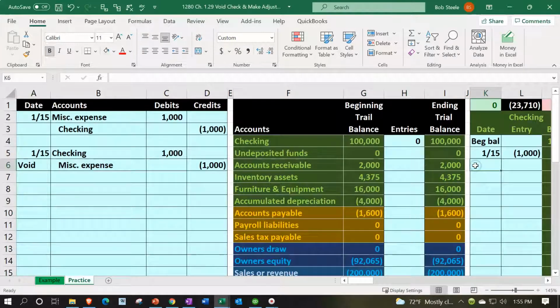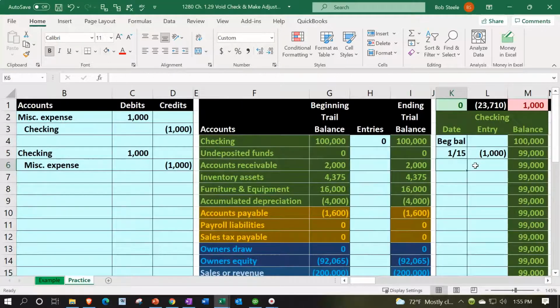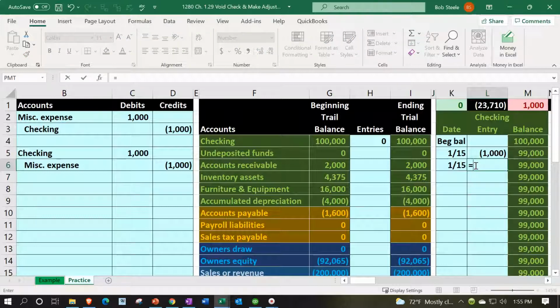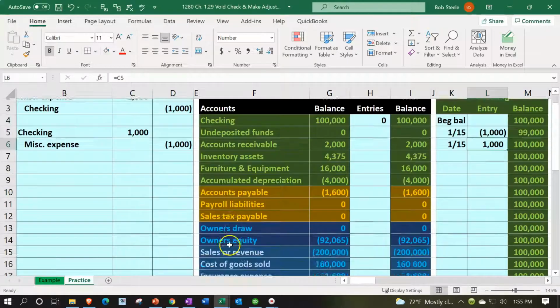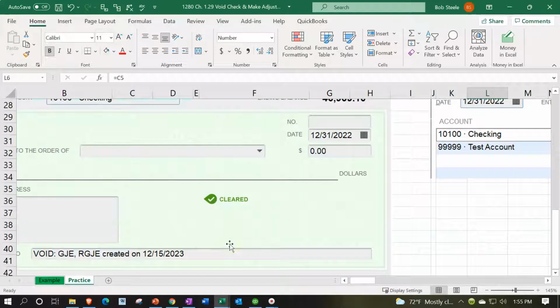In the GL, we're going to go to the checking account on 115. I'm going to say this equals then the 1,000 debit. So you can see now we're back to the place we started at. So why didn't I just delete it? Because I want to see that I wrote the check and then voided the check. And we could do that in the accounting software by having the form indicate that that particular check was voided.